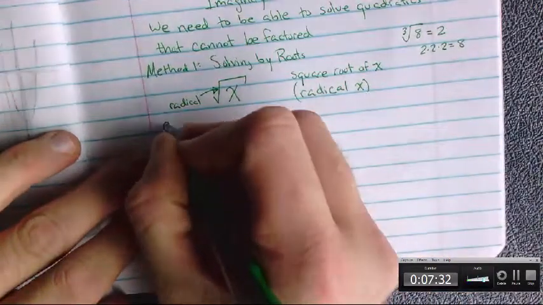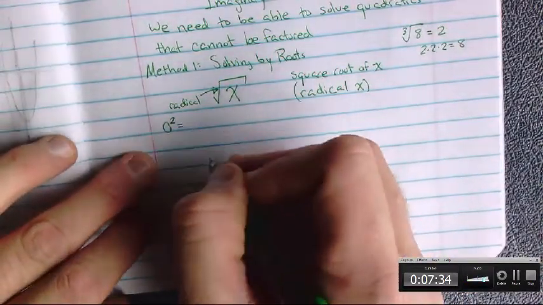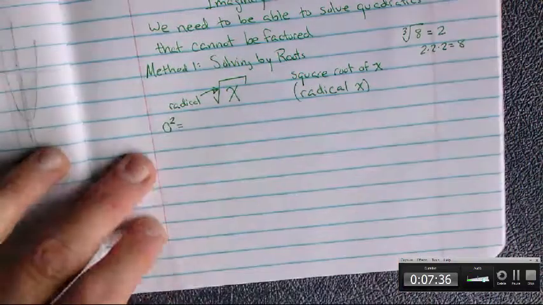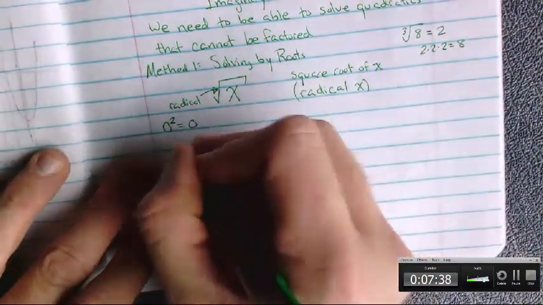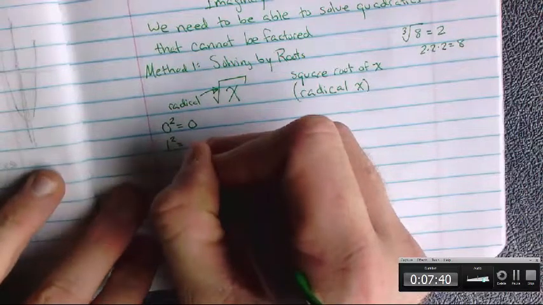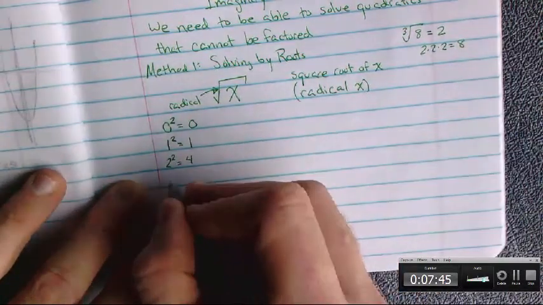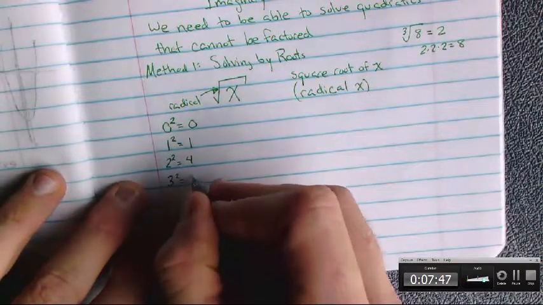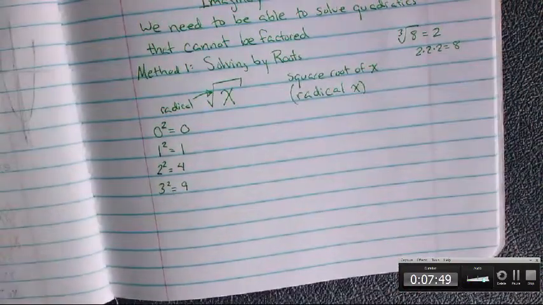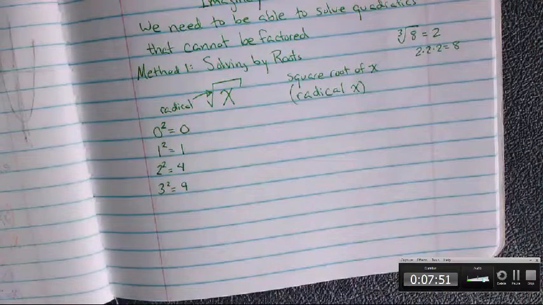And then, what's 0 squared? 0 times 0. 0. What's 1 squared? 1. 2 squared? 4. 3 squared. Continue this list until you've gotten to the 12th square.